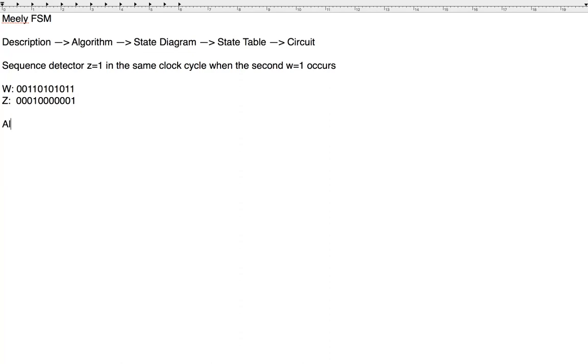So for our algorithm, make sure to assume state A as the starting state. So that's where reset is.